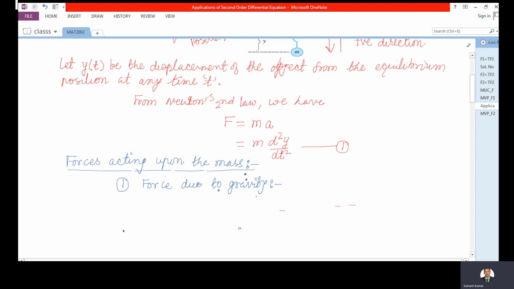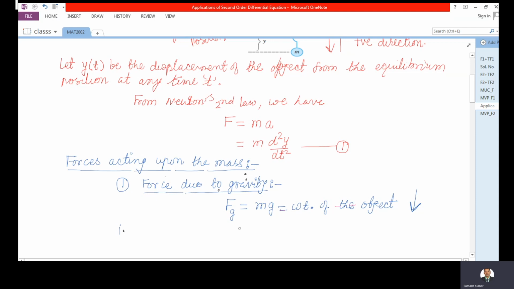So it is just the weight of that mass, right? I mean to say F_g stands for gravity, so this force is nothing but m times g. This is nothing but the weight of the object, and this force will act downward, right? Got it? So this is the first force.